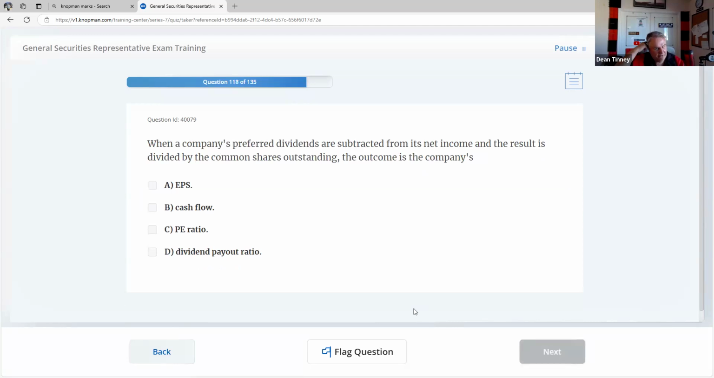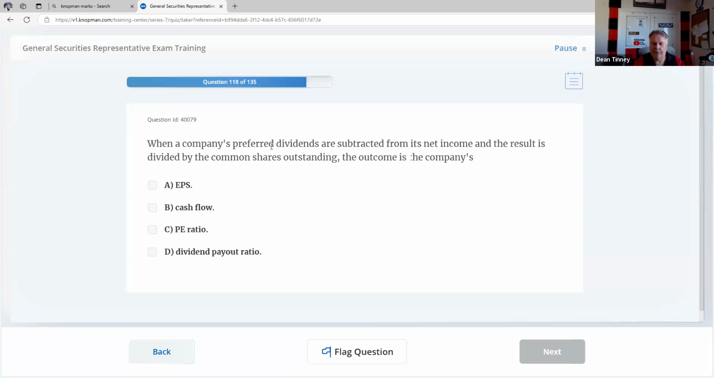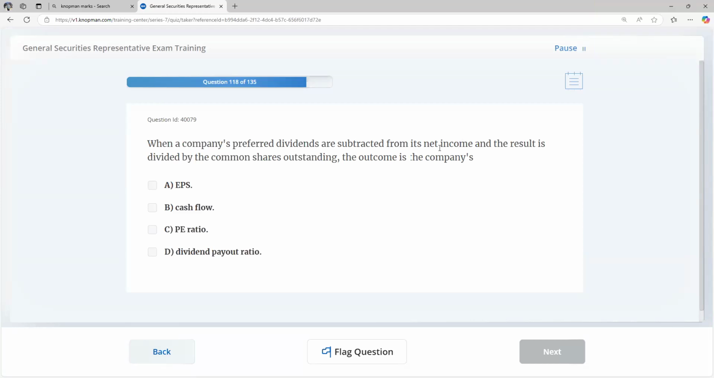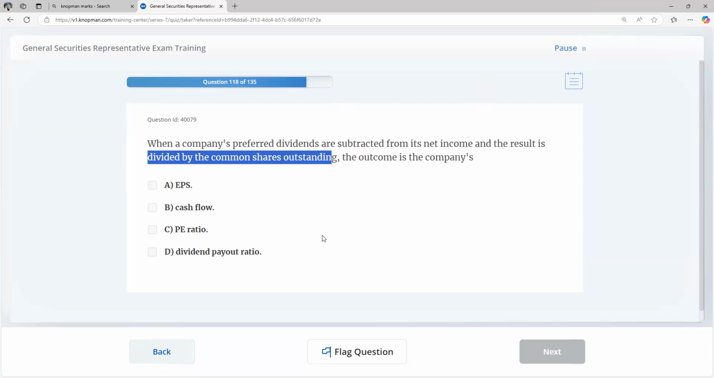When a company's preferred dividends are subtracted from its net income and the result is divided by the common shares outstanding, the outcome is the company's. I feel like that's the dividend payout ratio or the earnings per share. I think it might be the earnings per share. Well, we got to pay the preferred stockholders. Now we have net income available to our common stockholders. Now it says we're going to take whatever this number is, and we're going to divide it by the number of shares outstanding. Oh, the PE.